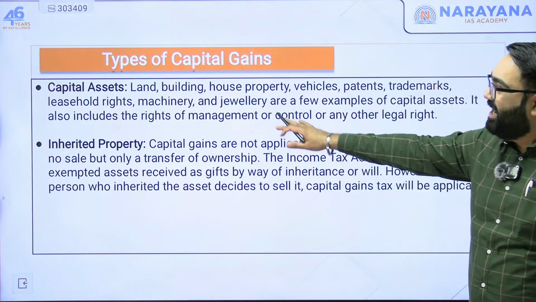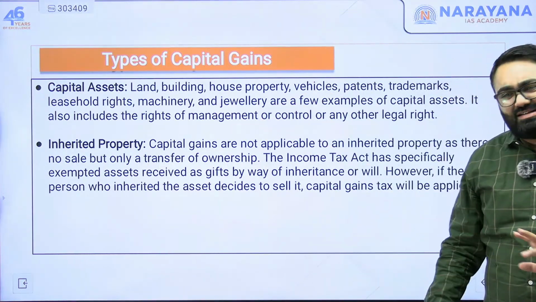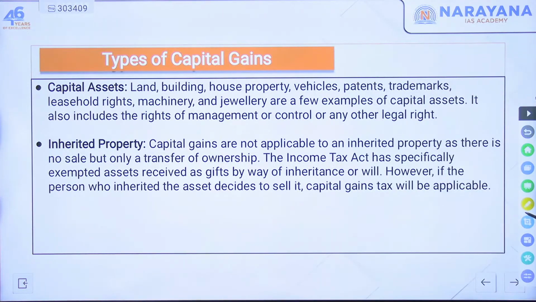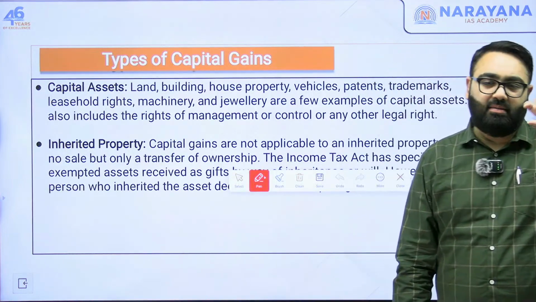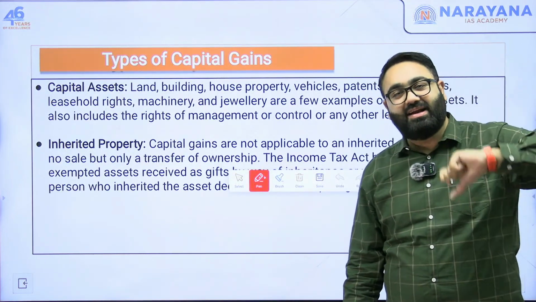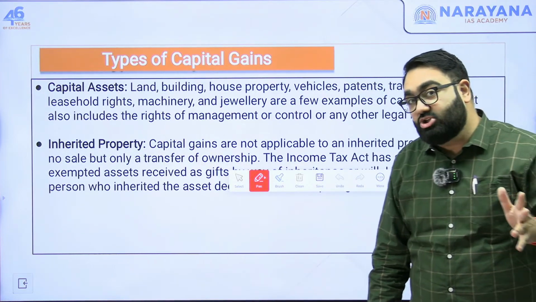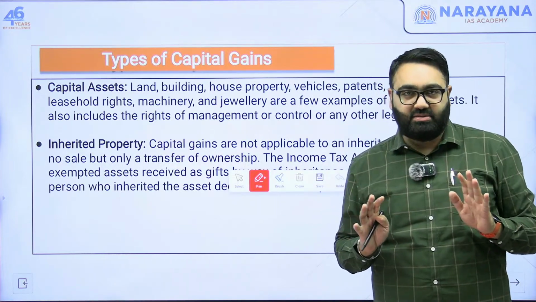So there are capital assets like vehicles, land, building, jewelry, etc., that have monetary value. And then there are inherited properties. What about inherited properties? So if, let's say, someone in your family passed away and you inherited that property, you are now the owner of that property. Do you have to pay a tax on that? Just because you inherited something, you don't have to pay a tax.